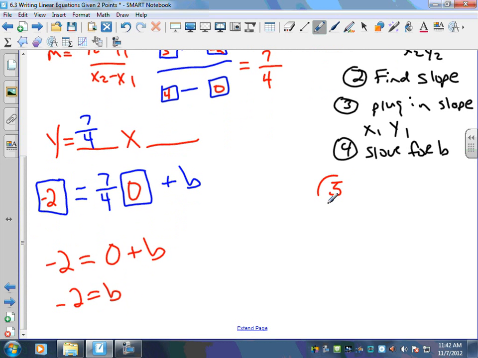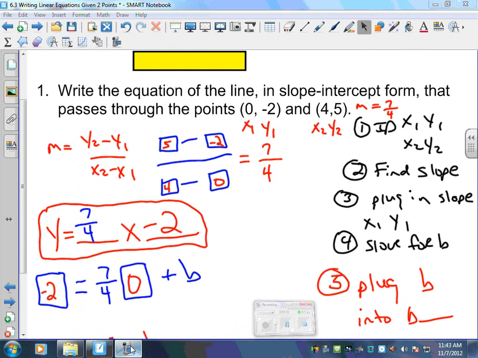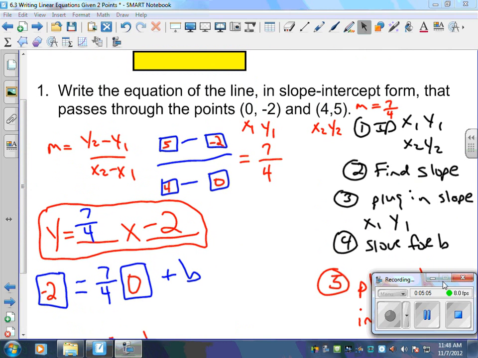So now my fifth step, plug b into the b blank. That means I have to come back up here and plug negative 2 into that spot right there. This is my answer. Now, if you had followed 6.1, 6.2, 6.3 is very easy. We're going to do one more.